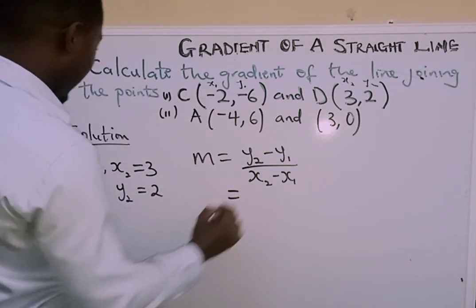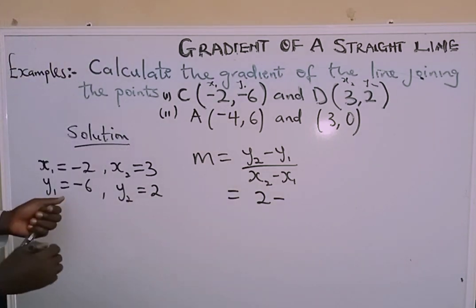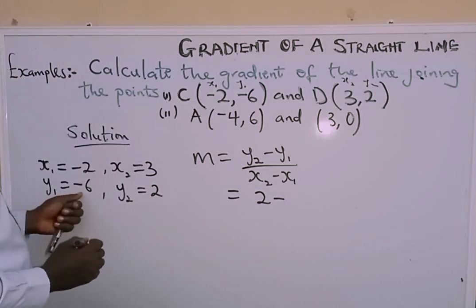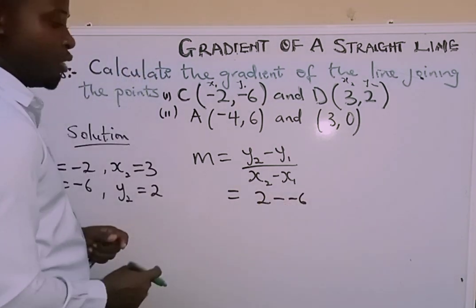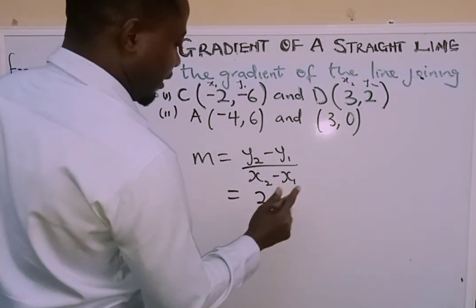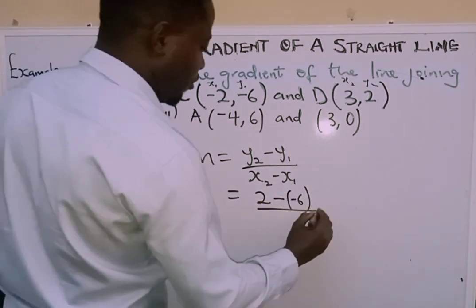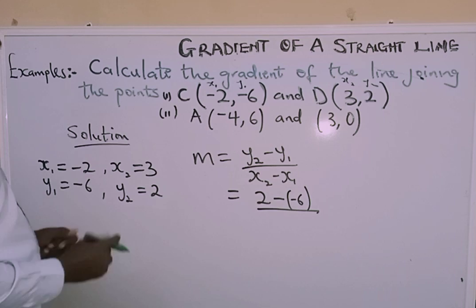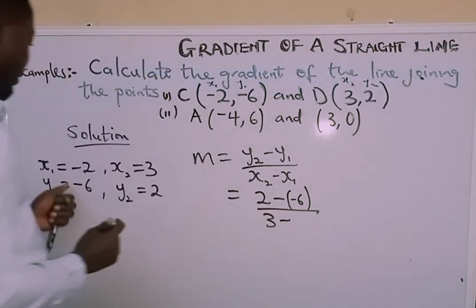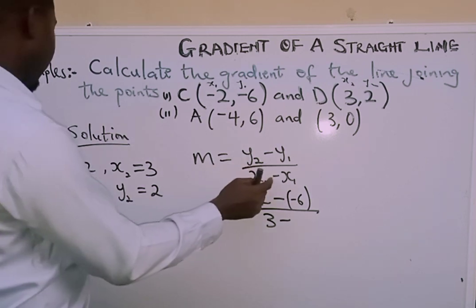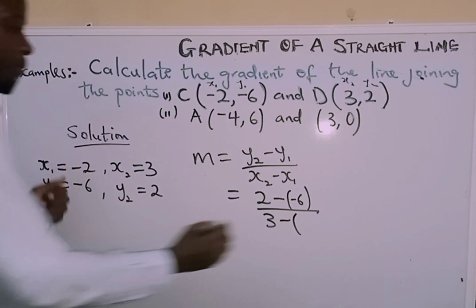Now, our y2 is 2 minus our y1. Y1 is -6. So if I write -6 like this, it won't be proper. So I'm going to open brackets and put the -6 inside. Then I'm going to have all over x2. What's our x2? 3 minus, because the minus is in the formula, minus x1. What is x1? -2.